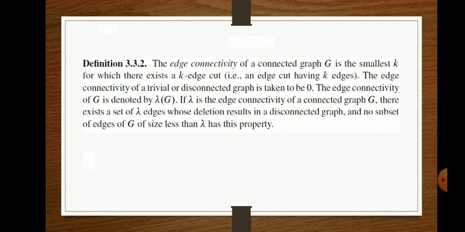Next is the edge connectivity. It is the smallest k for which there exists a k-edge cut. The minimum number of edges removed such that the resulting graph is disconnected is called the edge connectivity, and it is denoted by lambda of G. If lambda is the edge connectivity of a given connected graph G, there exists a set of lambda edges whose deletion results in a disconnected graph, and no subset of edges of G of size less than lambda has this property.